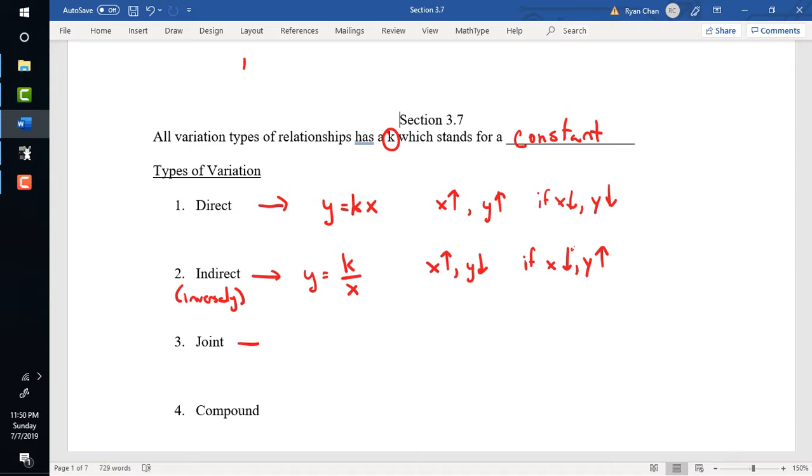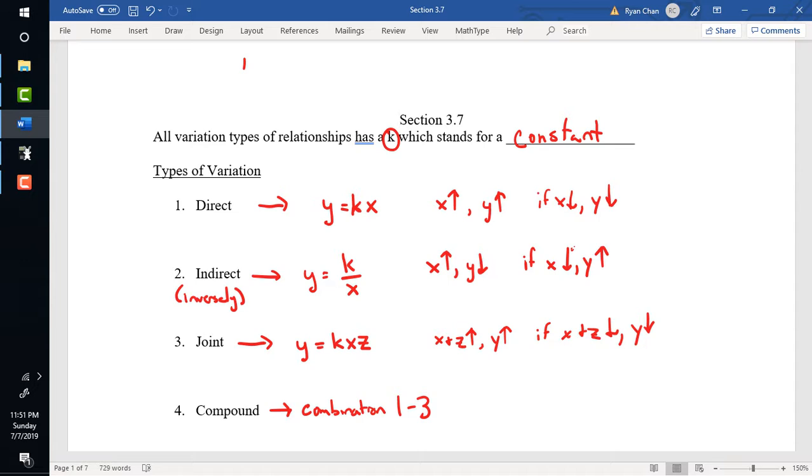The third one's called joint. So you see the word jointly. It's essentially just directly, but we're using three letters. We're just saying when x and z increase, so will y, and if x and z decrease, so will y. And then the last one we have is what's called compound, which is just a combination of one to three.